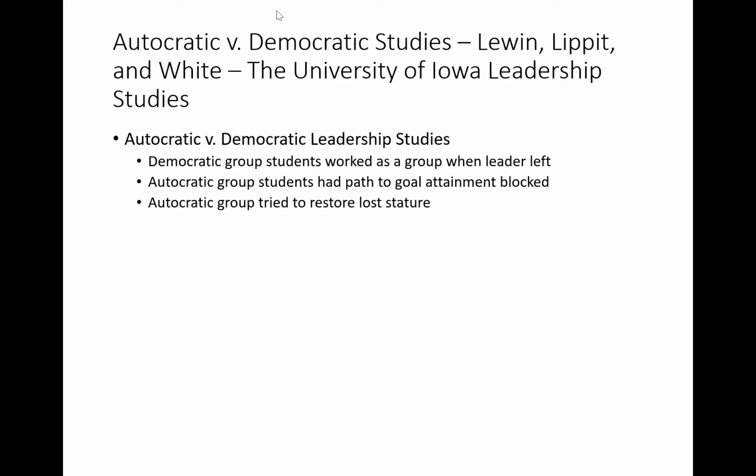So what we're really doing is we're challenging those old assumptions under the classical school of people like Weber and Taylor and the principles theorists. So essentially what the Iowa studies did is the authors split up students into what they called autocratic groups and democratic groups. And the idea was to see if democratic group students work better and work more effectively than autocratic group students.